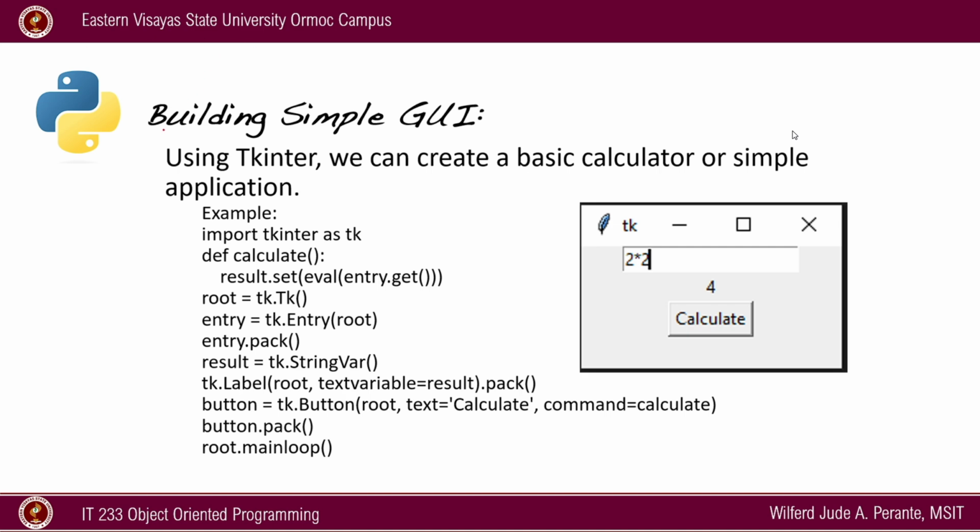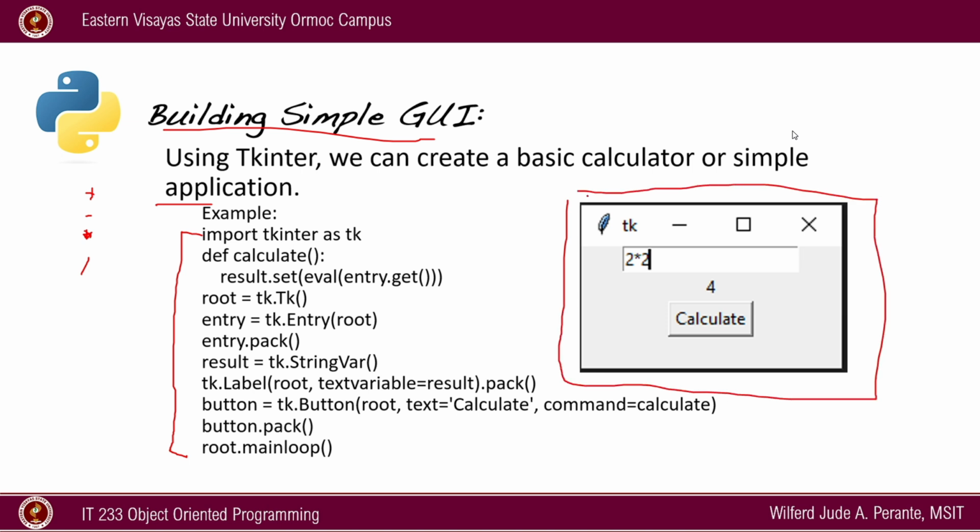Another example is building a simple GUI. It is a basic calculator for a simple application. It can accommodate addition, subtraction, multiplication, and division. So this code is a simple calculator using our TKinter library. Okay, so let's start explaining using this code, and the output of that code will be this one.